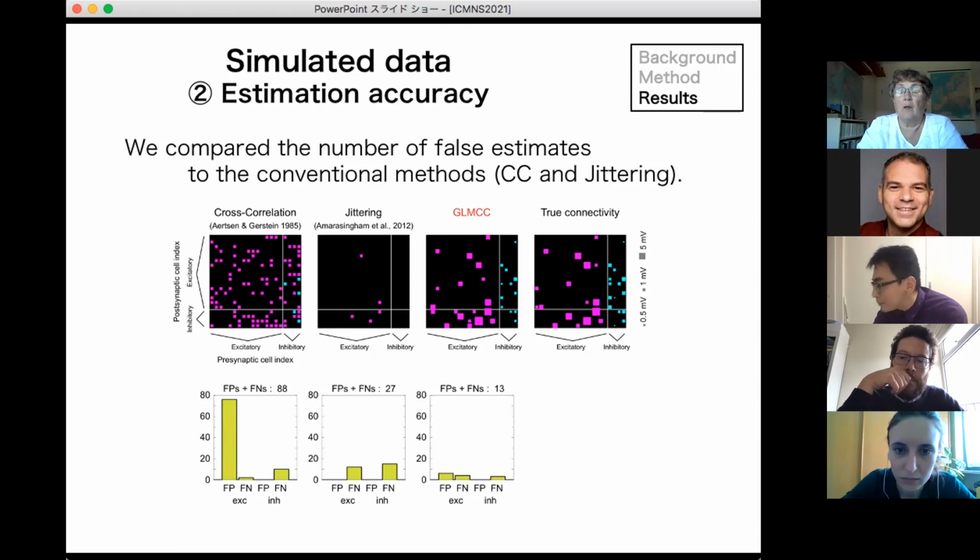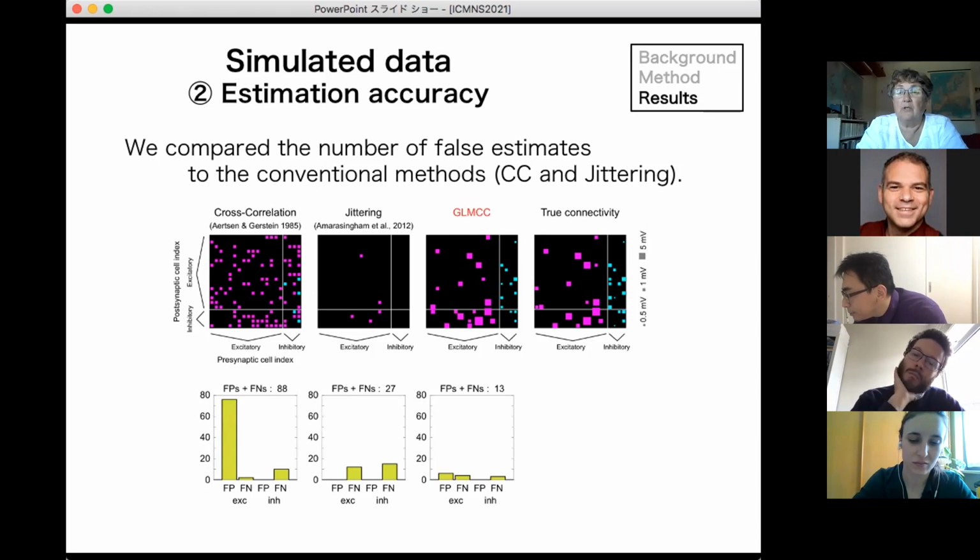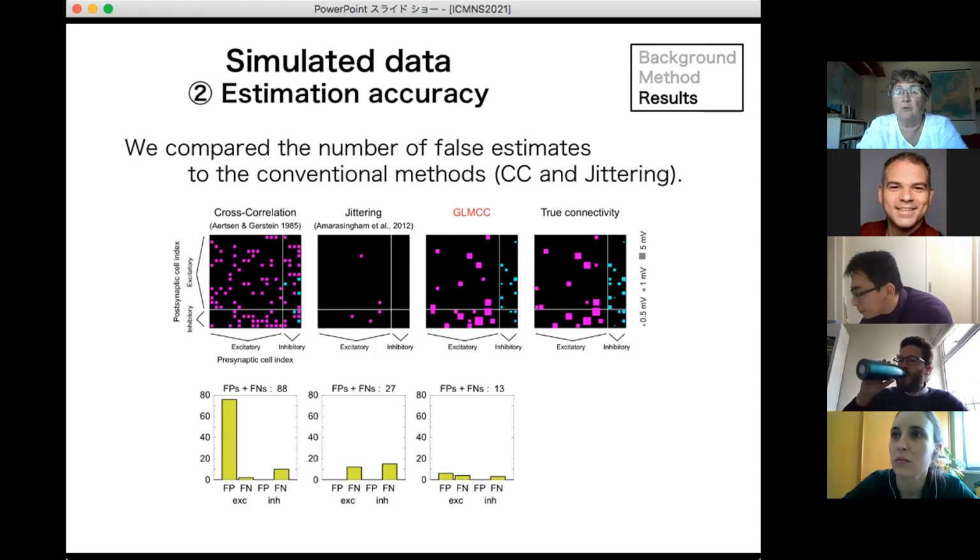Thank you very much. The next question is from Pascal Helson. I did not understand how you can infer inhibitory connections from the cross-correlogram matrix. If I understood well, spikes from the reference need to cause spikes of the target cell in order to decide there is a connection from reference to target. In the case of inhibitory neurons, we do not expect such a causality. Am I wrong?